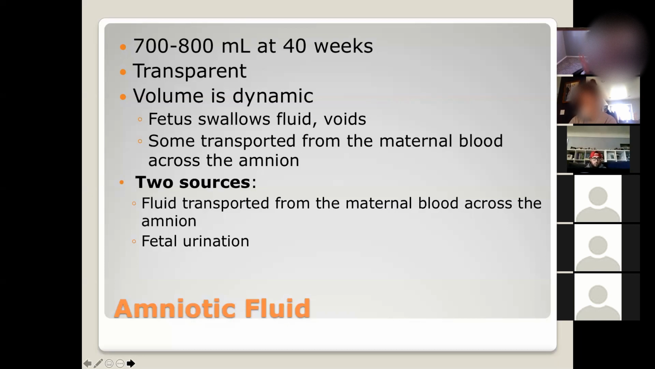The volume is dynamic, so it changes by a little bit periodically here and there, because baby swallows the fluid and then it pees it out. Okay, yep, you all swallowed your own pee inside your mom at one point. You all did it. It changes depending on if baby has peed yet or not. Some of the fluid comes from the maternal blood across the amnion, so across the amniotic sac from the placenta. What is in the fluid is fetal urination, the baby peeing, and then like I said, what's transported across from the maternal bloodstream, okay?